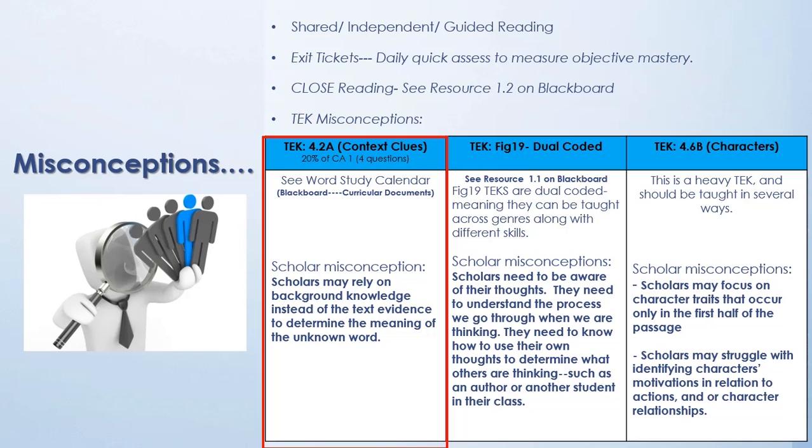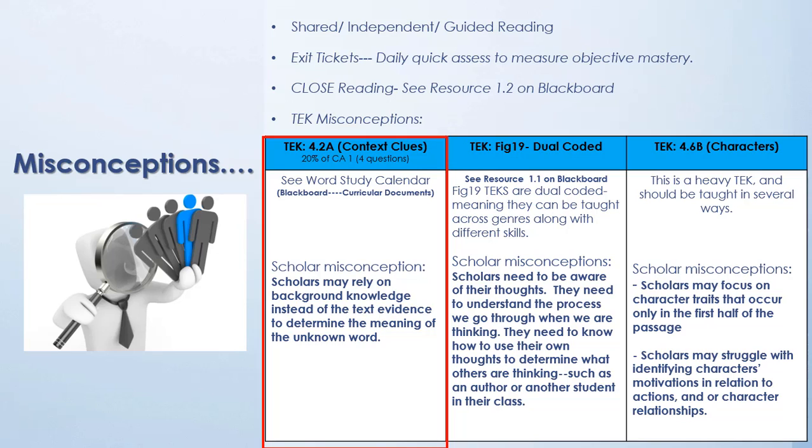This readiness TEK also makes up 20% of CA1, meaning there will be 4 questions that will assess a scholar's knowledge of 4.2a. On Blackboard, under Curricular Documents and Resources, a word study calendar is provided as a guide to help teachers plan the word study portion of the Balanced Literacy block. Word study will also be a topic that I will discuss during office hours for Unit 1.